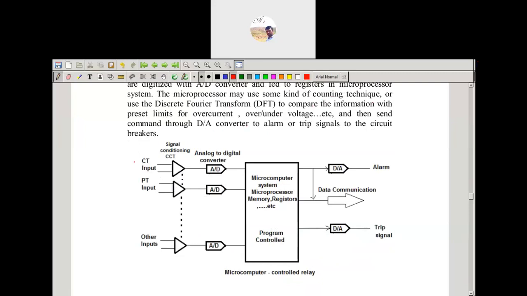Whatever the CTs and PTs give will first be converted by the analog to digital converter. Then, based upon the counts, it will be registered and compared: what is the input signal and what is the collected signal. Based on that, it will be given to the digital to analog converter. If the variation is there, then the circuit will be tripped. That is the microprocessor based relay.